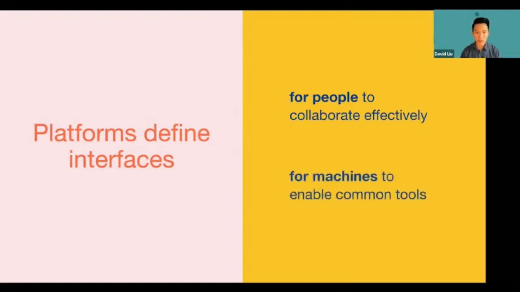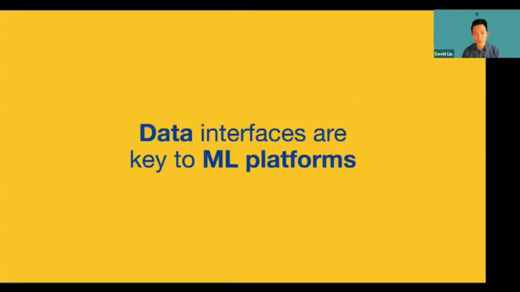The second purpose of interfaces is for machines. These interfaces allow us to build more powerful tools, like the Signal platform, the feature store, model serving, and dataset management tools. So for machine learning specifically, it makes sense that the most important interfaces are data interfaces.